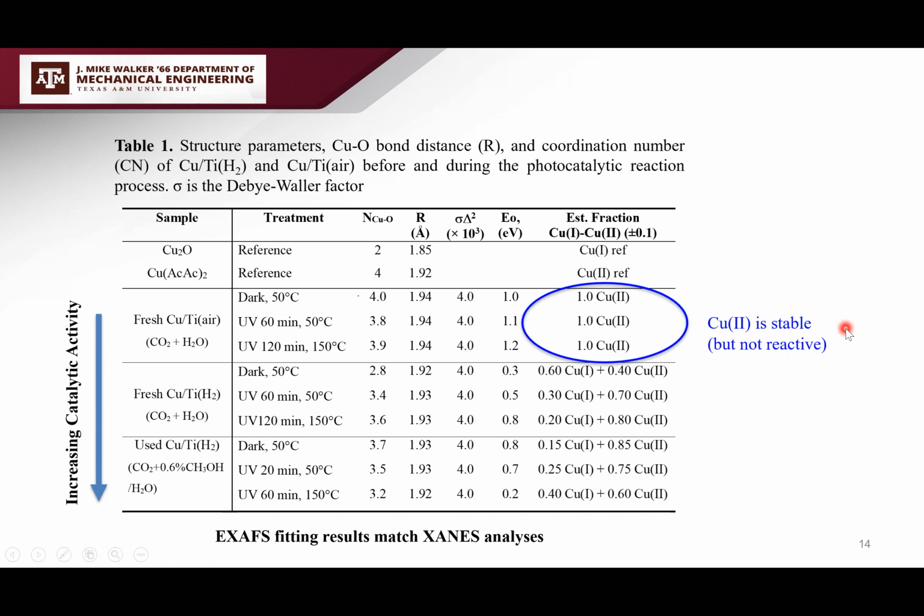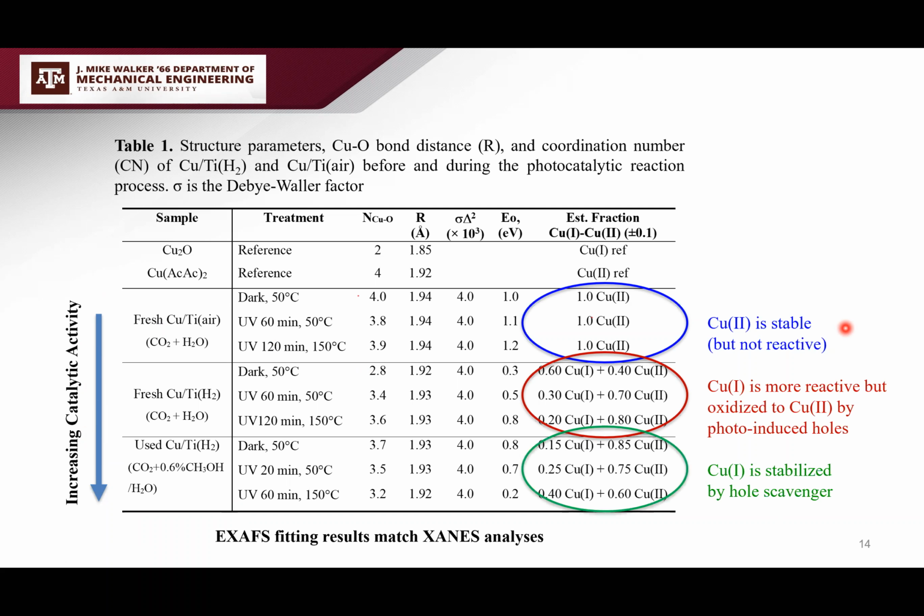Copper 2+ is stable, but it's not reactive. Copper 1+ is more reactive, but it is oxidized to 2+ by likely the photo-induced holes. So that's why this material is not stable. But then if we introduce hole scavengers, copper 1+ is stable, and then it reaches the highest catalytic activity. So I just want to give this example of how this in situ XAS can be a very powerful tool to correlate the structure-performance relations.